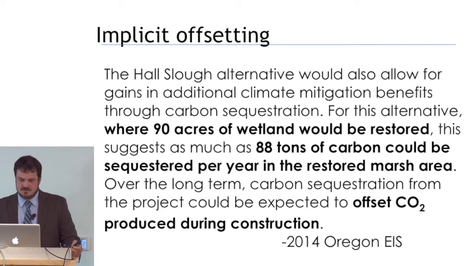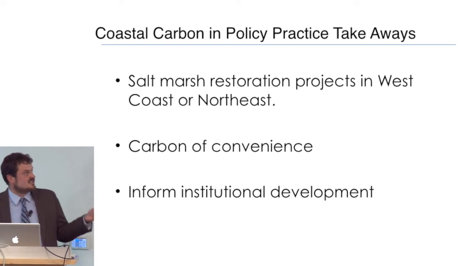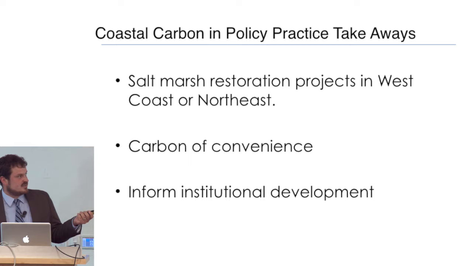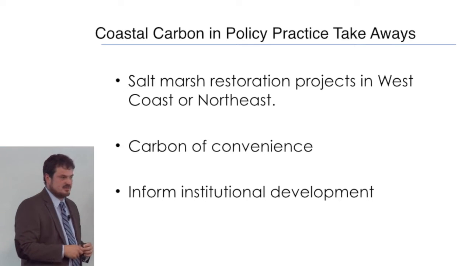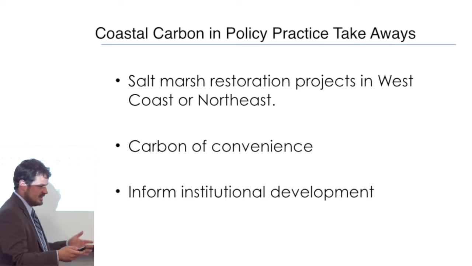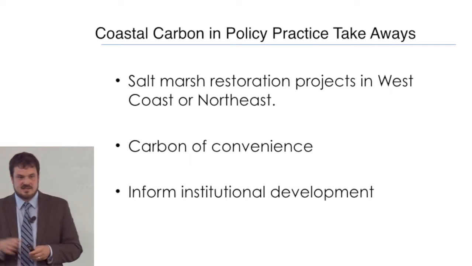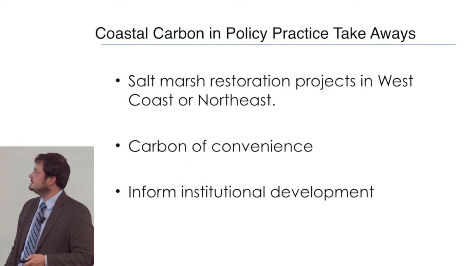So in conclusion from this chapter, where do we see coastal carbon sequestration? We see it in salt marsh restoration projects in the West Coast and the Northeast. I've just discussed with you this concept of carbon of convenience, that we're regarding ecosystem carbon storage as something that can be used whenever it's needed. And there's ongoing development of this guidance through the Council on Environmental Quality process. And I hope, and I have been in contact with many of the people within NOAA, for example, who are working on this, so that this information can be used to directly inform future guidance within the system.